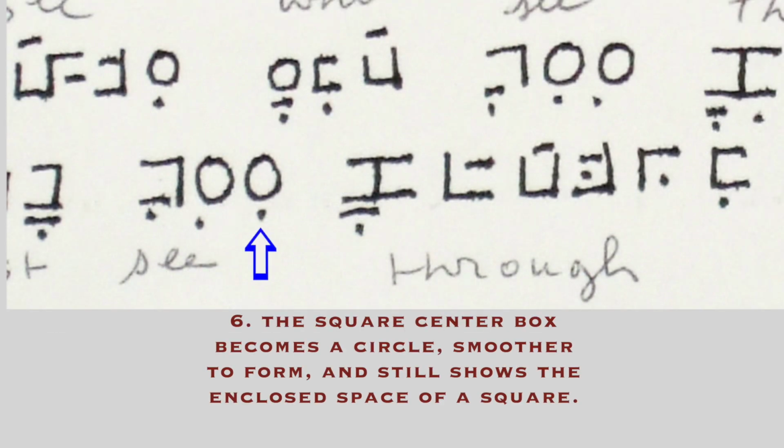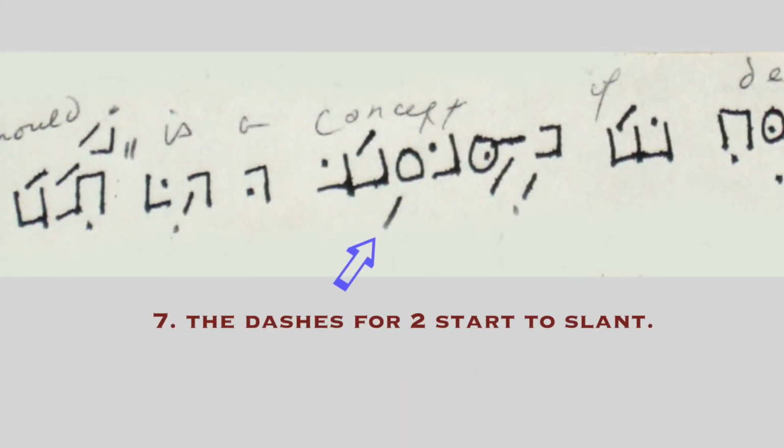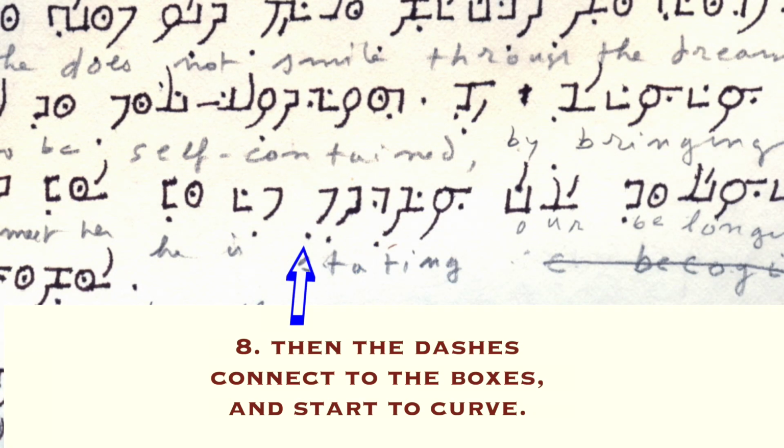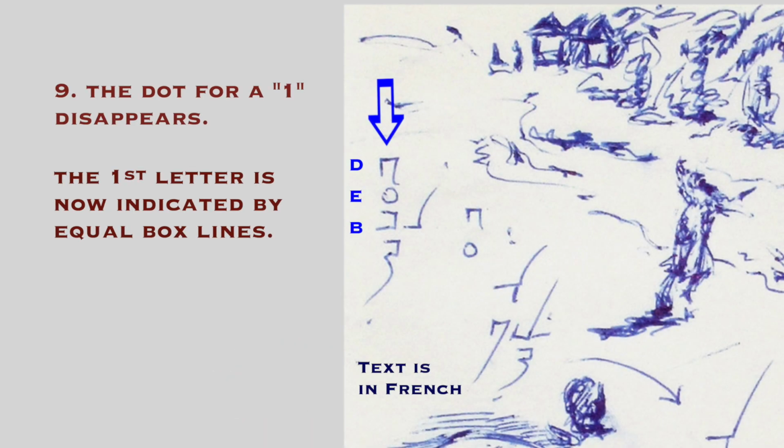The square center box becomes a circle, smoother to form and still shows the enclosed space of a square. The dashes for 2 start to slant. Then the dashes connect to the boxes and start to curve. The dot for a 1 disappears. The first letter is now indicated by equal box lines.